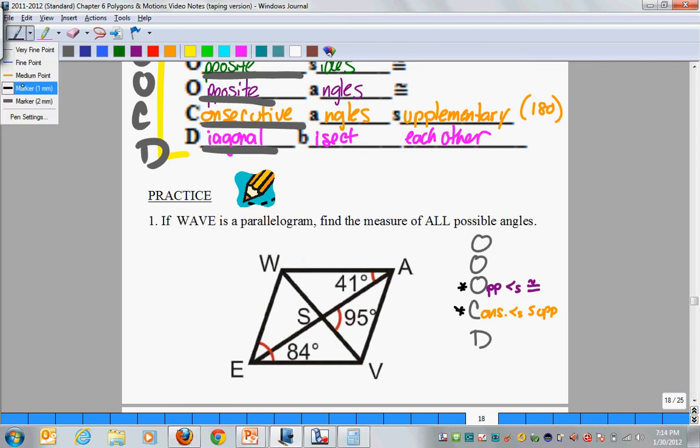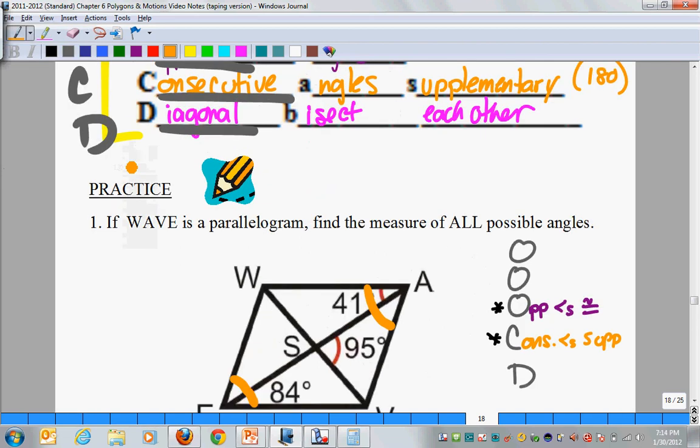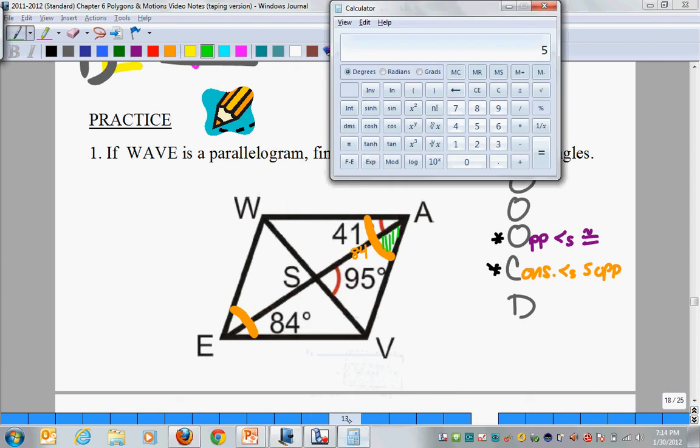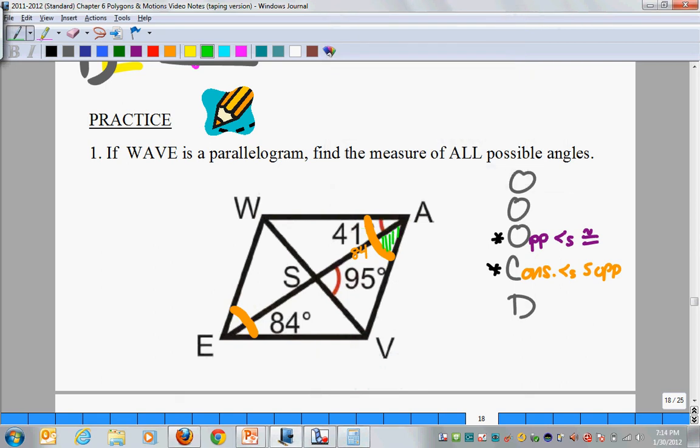Well, we know that here, if this is 84, opposite angles must be congruent. So that must also be 84 degrees. So I'm going to put a little 84 there, which means if I want to find this angle right there, I'm going to do 84 minus 41. And we get 43. So this right here is going to be 43 degrees.